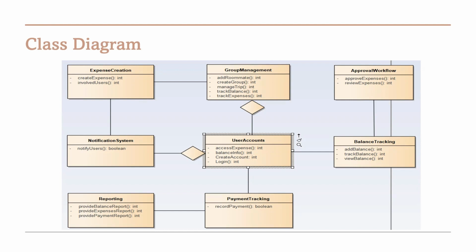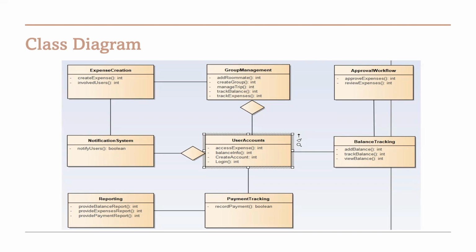application. So I have the class diagram for the user accounts in the middle, and this is the main class, as without this none of the other features will be available. In the user accounts, the user will be able to create an account, and after that they will be able to log in, and they will also be able to access their expenses and the balance information. After that they will be able to create a group, and in that group they can add roommates, they can manage trips, and they can also track the expenses and balances made in that group by everyone.